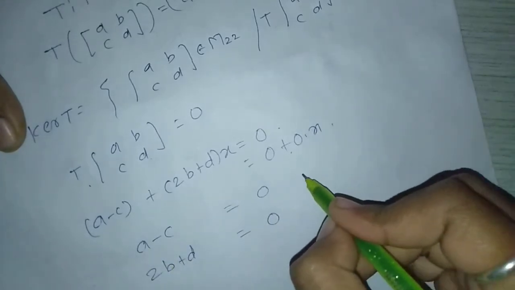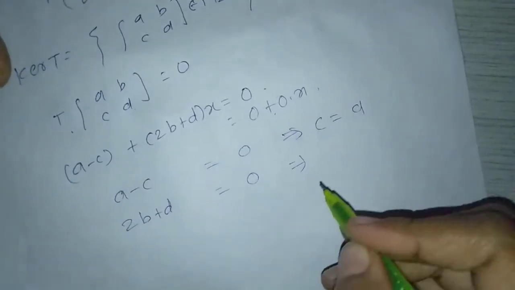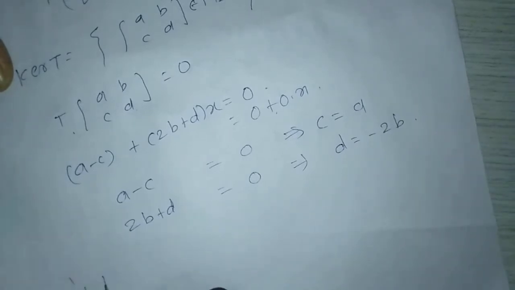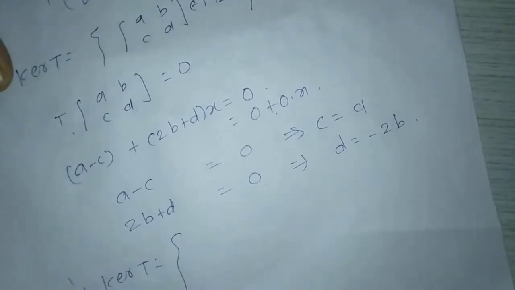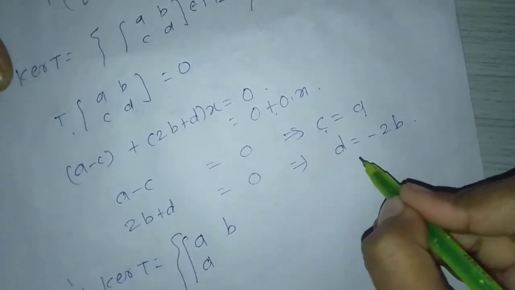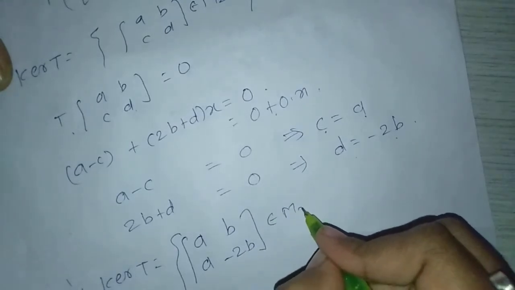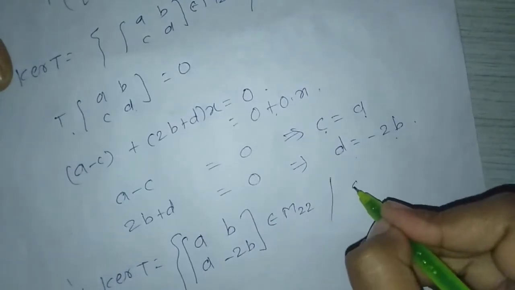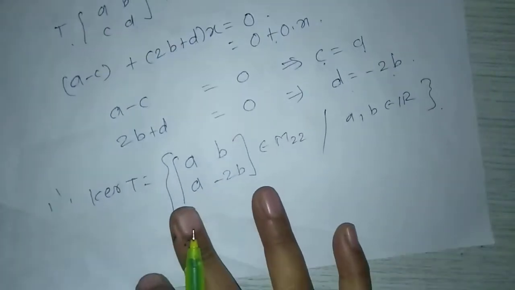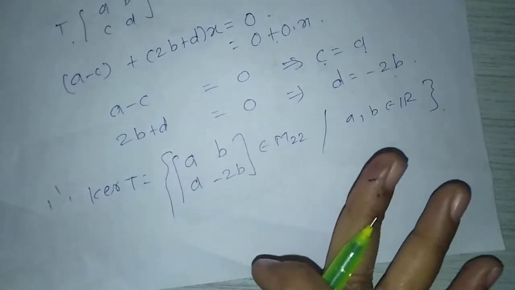A minus C equal to 0 implies C equal to A, and 2B plus D equal to 0 implies D equal to minus 2B. Therefore, kernel of T equal to A as it is, B as it is, and C equal to A, D equal to minus 2B, belongs to M22 such that A, B belongs to R. Means kernel of T contains matrices of the form A, B, A, minus 2B.